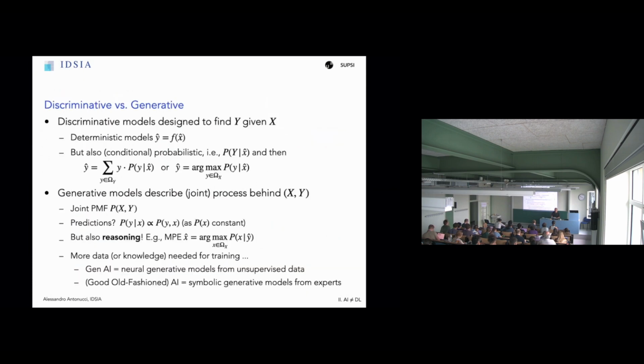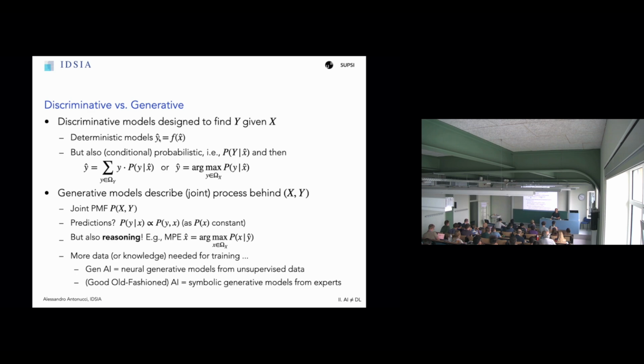Okay, so I think I can close this part. Another important dualism is supervised against unsupervised. And I think this is even more interesting from our probabilistic perspective. Another dualism is discriminative against generative.